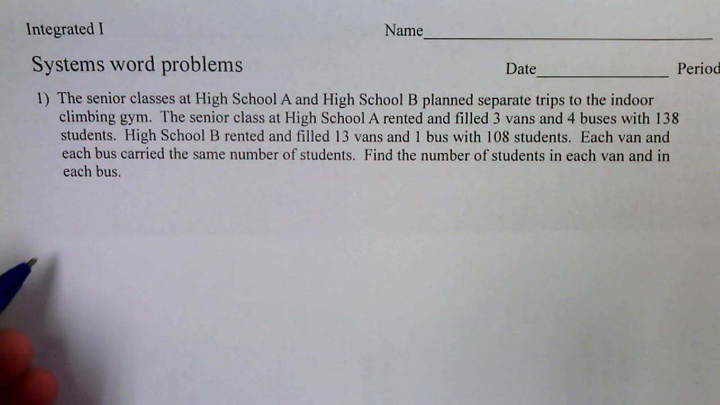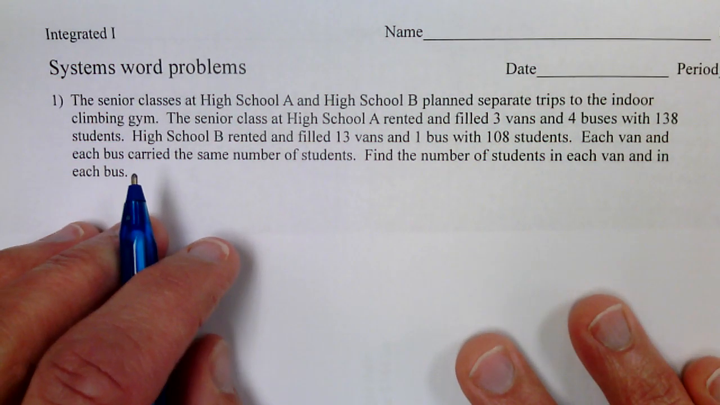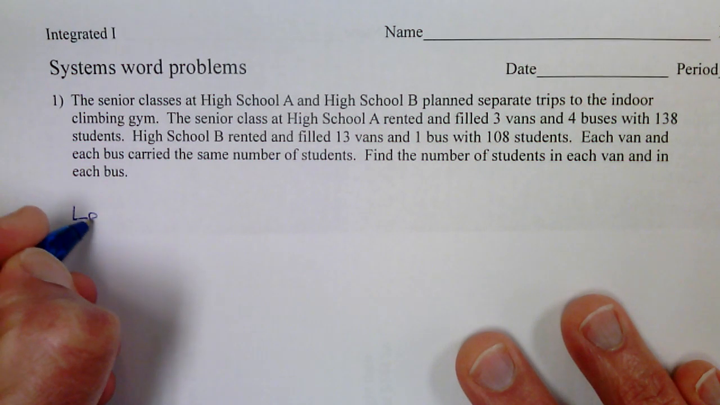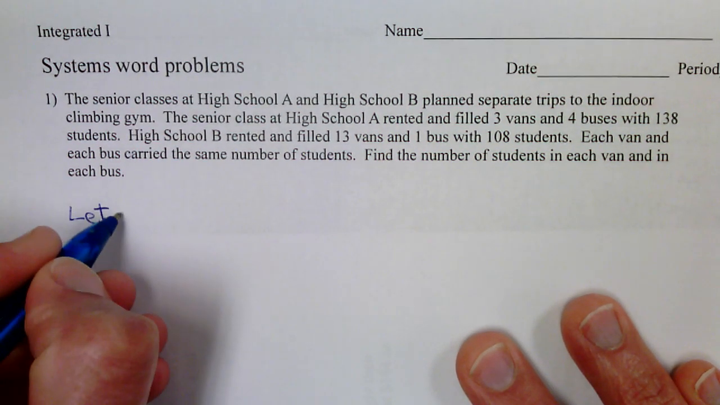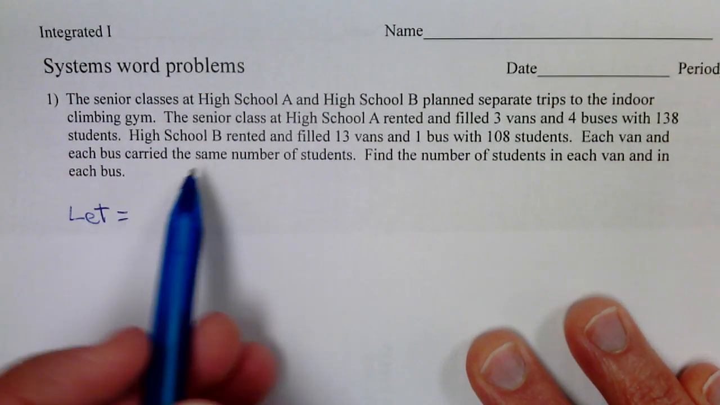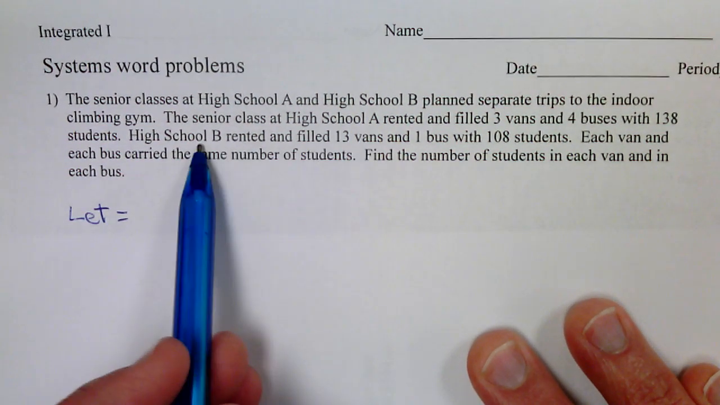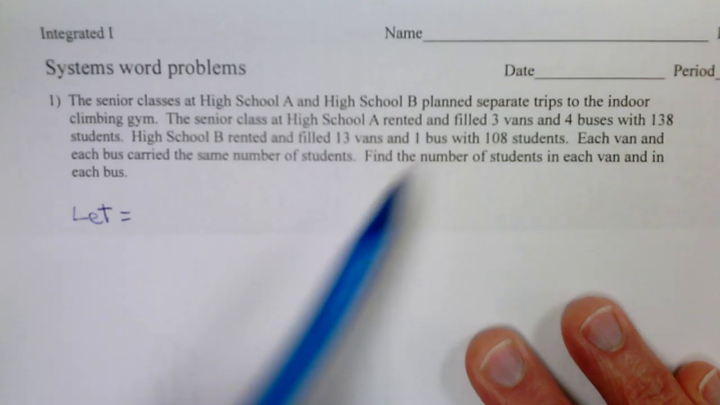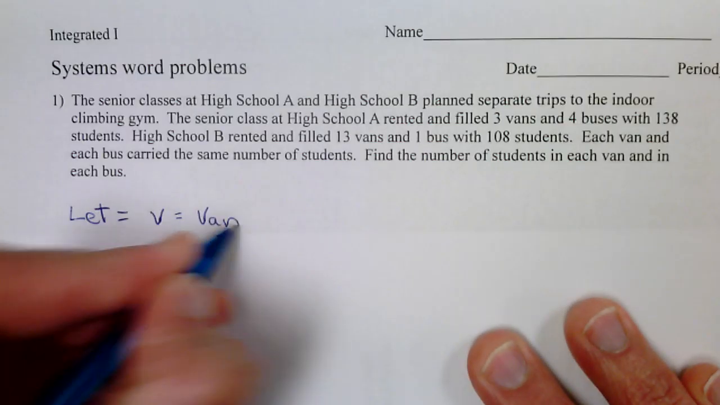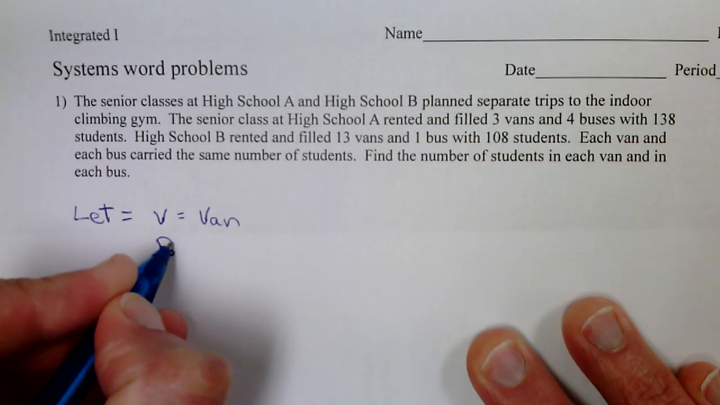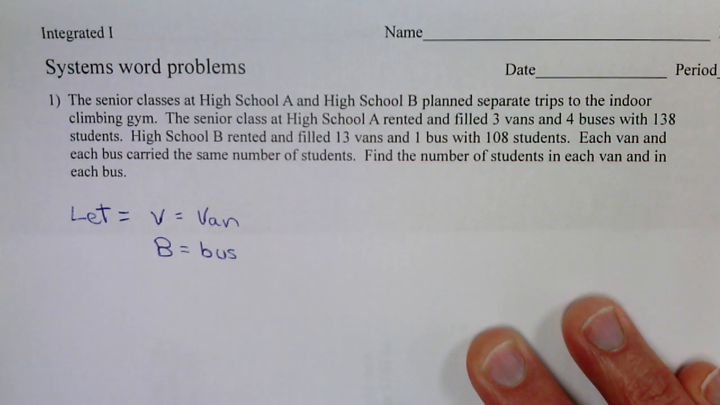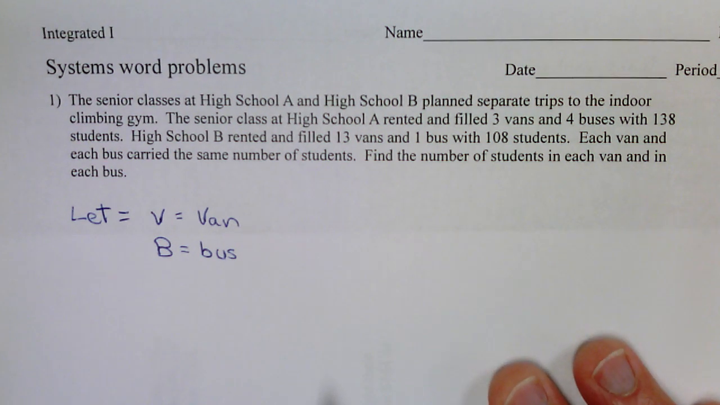All right, so in order to do this problem, one, we want to create a let statement. To create a let statement, all we're doing is telling us what our variables are going to be. Since high school A and high school B both rented vans and buses, we're going to let V equal van and B equal buses. All right, so there's our let statement.